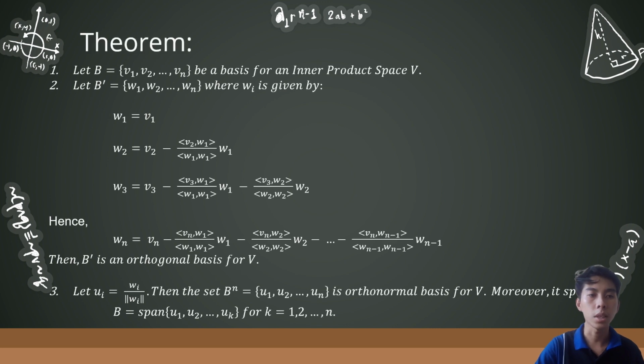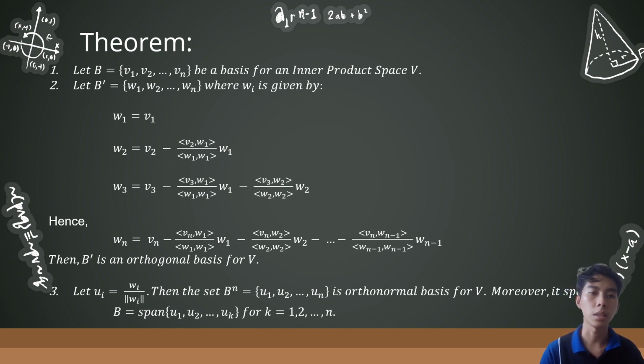So now, let's proceed to the theorem of the Gram-Schmidt orthonormalization process. First, let B be equal to the set of vectors v sub 1, v sub 2 up to v sub n, a basis for an inner product space V. Then second, we need to find the B prime of our given set of vectors, equal to the set of vectors w sub 1, w sub 2 up to w sub n, where w sub i is given by the following. This is how to find the B prime of our given set B of vectors.